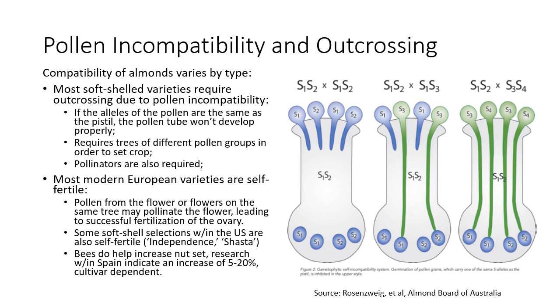Within most European varieties, however, outcrossing is not required due to the breeding of self-fertile varieties. Within these varieties, pollen from the same tree and variety as the flower can fertilize the ovule. This allows the ability to plant solid blocks of a single variety. It is important to note that some selections within the U.S. are also self-fertile, which include Independence and Shasta. Even though these varieties are self-fertile, pollinators have been shown to increase yield, ranging from 5 to 20% dependent upon the cultivar.